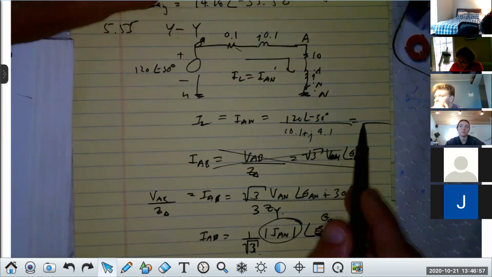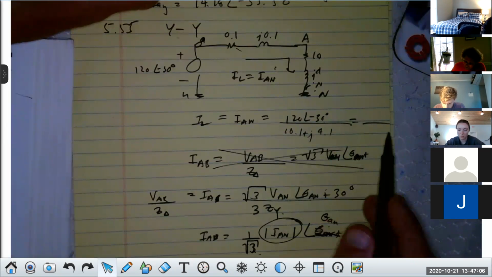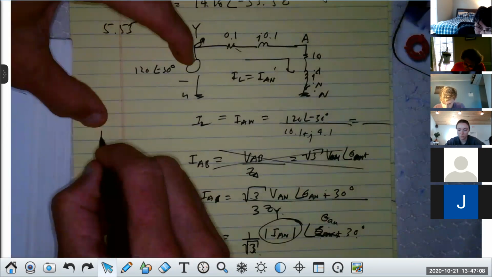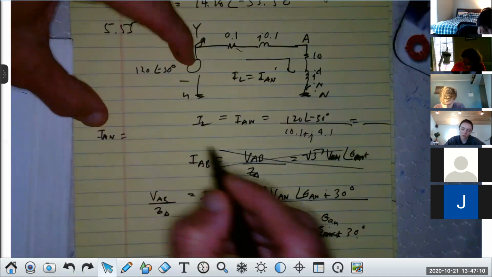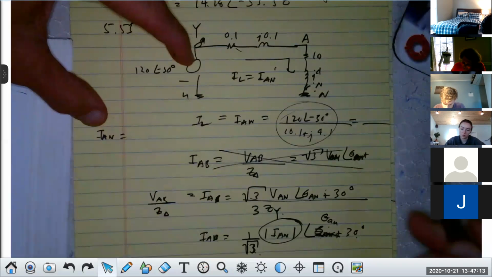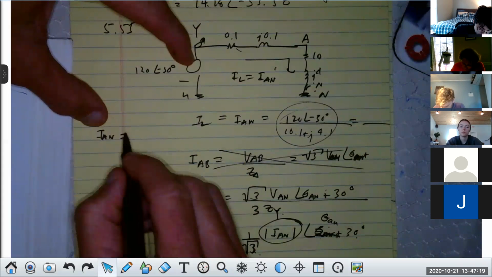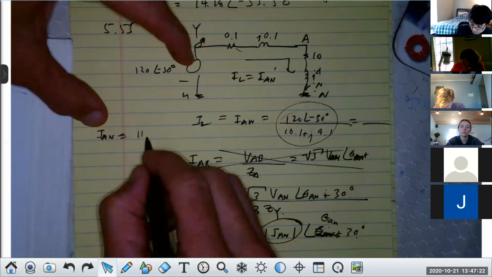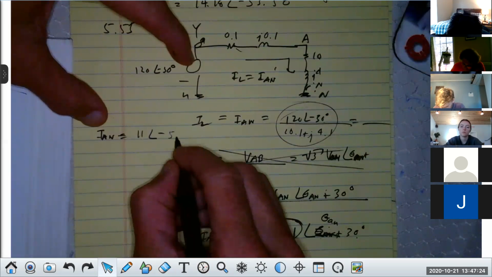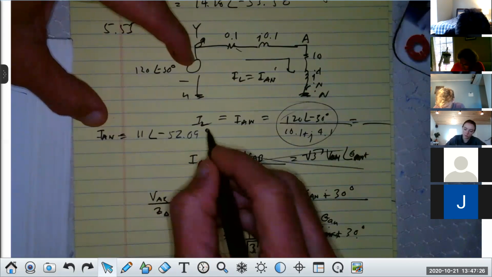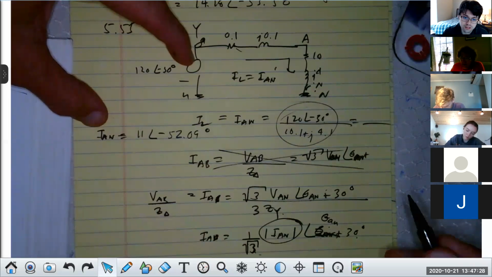Can anybody give me that information, or am I going to do it? Let me put it right here. Can somebody give that to me? Magnitude and angle of this. It's in the solutions, I'm sure. Jessica, if somebody's looking, just tell me. It's 11 with an angle of minus 52.09. Anybody confirm that? Thank you.